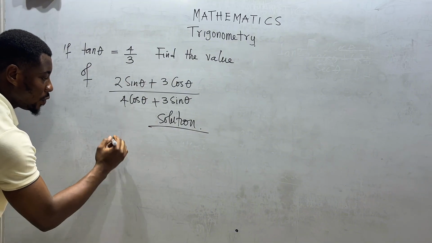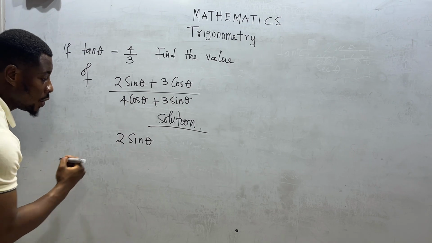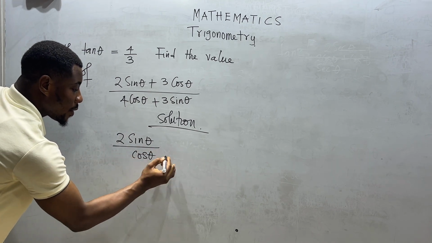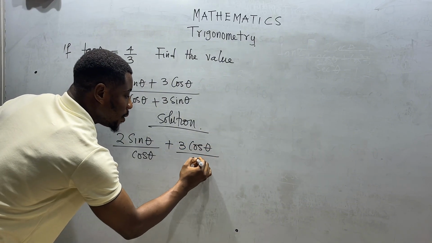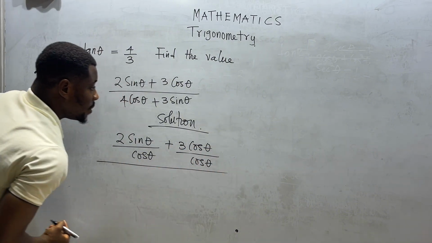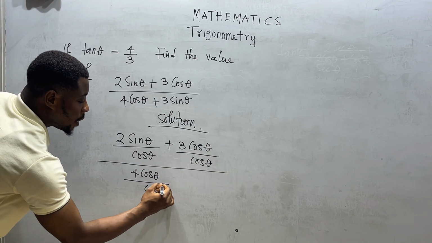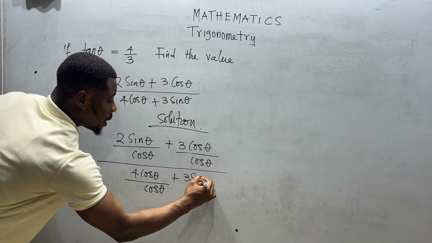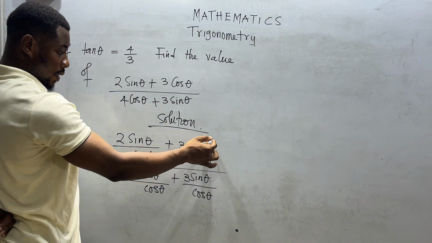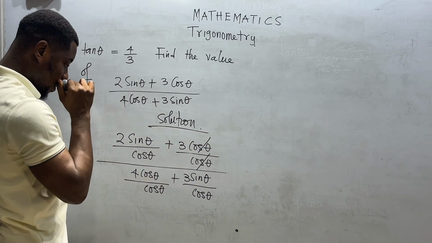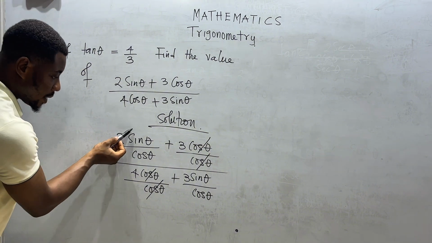If I want to do that here, it becomes 2 sine. Let's divide top and bottom by cos. So it becomes 2 sine divided by cos. Then here we have 3 cos divided by cos, divided by 4 cos theta divided by cos theta, and we also have 3 sine theta divided by cos theta. At this point, you can cancel out here and also here. Also, remember that sine theta over cos theta is tan.